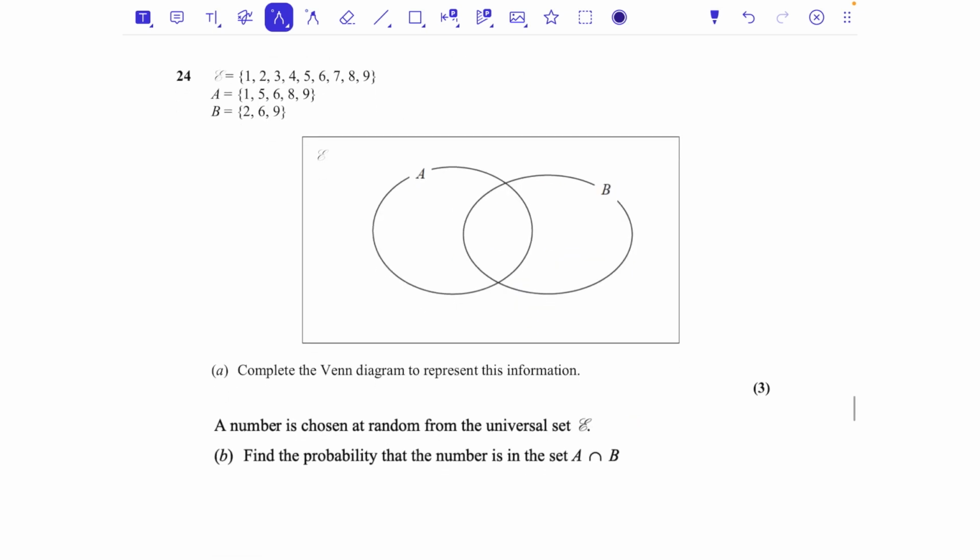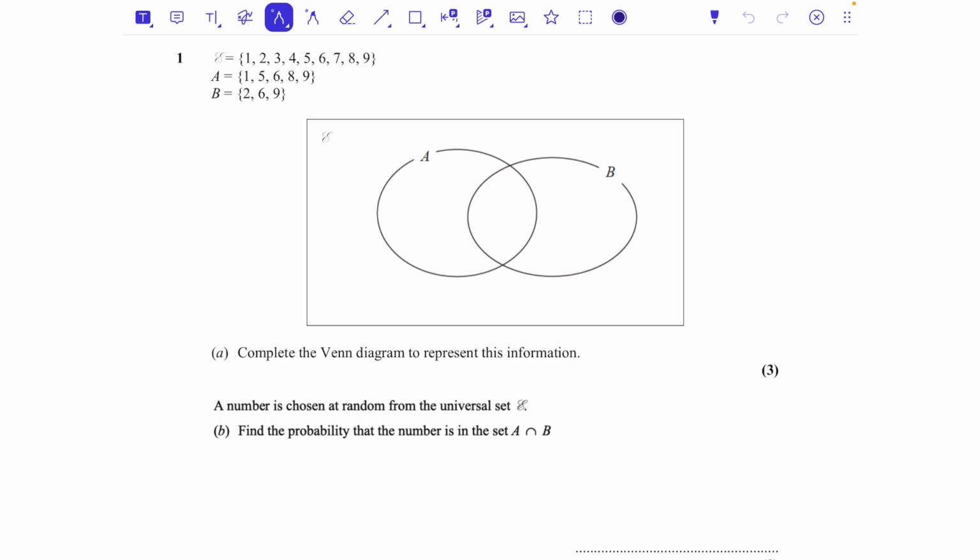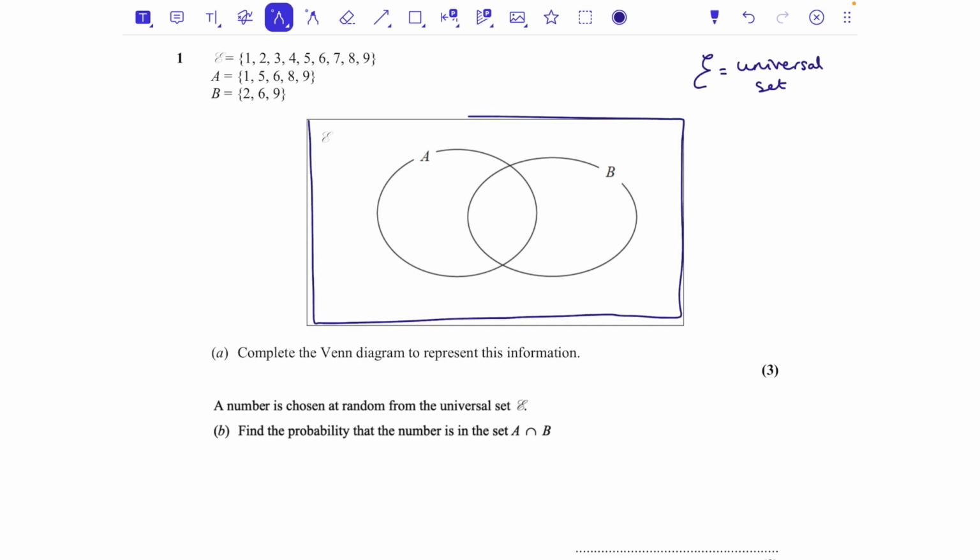Question number 24. We have a universal set. So that funny squiggly E, that is called the universal set. And that's everything you know about right now. So your universal set, you can think of it like your universe. Your universe right now is the numbers 1, 2, 3, 4, 5, 6, 7, 8, 9. You don't know any other numbers. And your universe, this box, needs to have all of those numbers in it. Okay, so they need to go somewhere in that box.